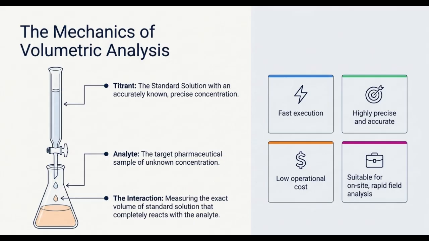Volumetric analysis, often called titration, is essentially a controlled chemical reaction performed in a laboratory. You add a solution of known concentration, which we call the titrant, to an unknown sample until the reaction is complete. The volume of titrant required to reach completion tells you exactly how much analyte was present in the sample. You can think of it like adding lemon juice to baking soda until it stops fizzing. The amount of juice you use tells you how much soda was there. It is a simple concept, but it is incredibly powerful.